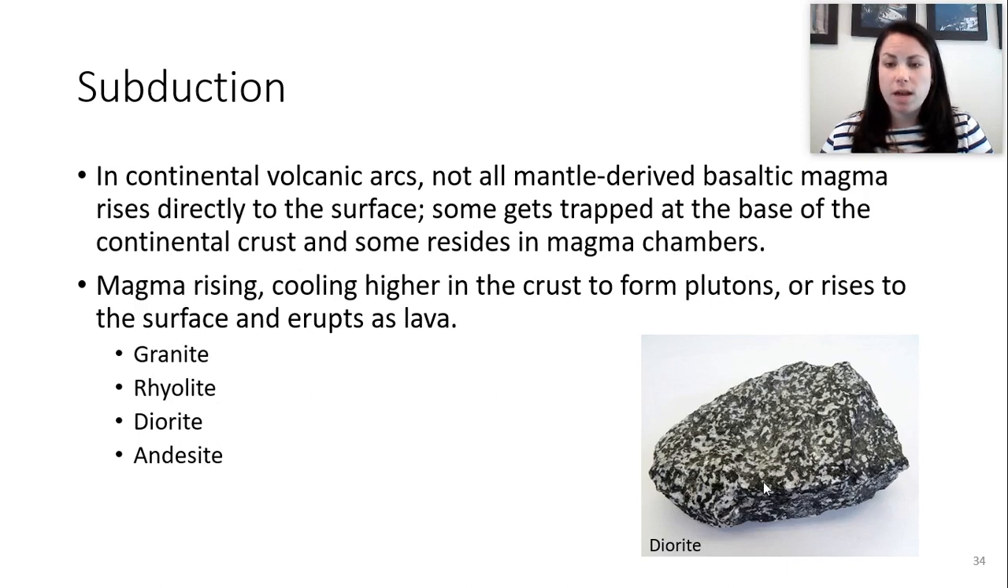So over here on the right-hand side is a picture of the igneous rock diorite. And you can see that it looks kind of Dalmatian-y. It's very polka dot, lots of white and lots of black and not any other colors in between.